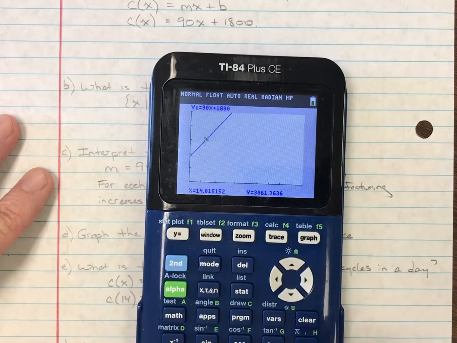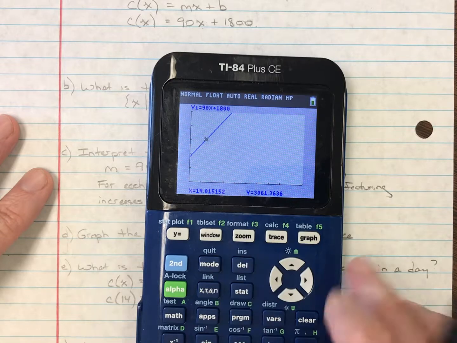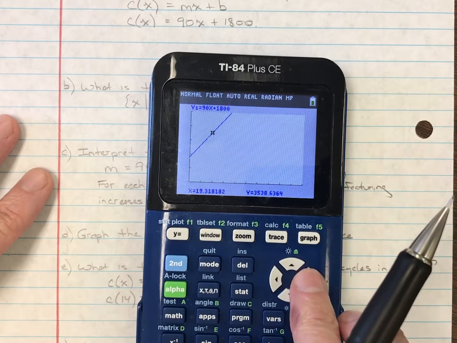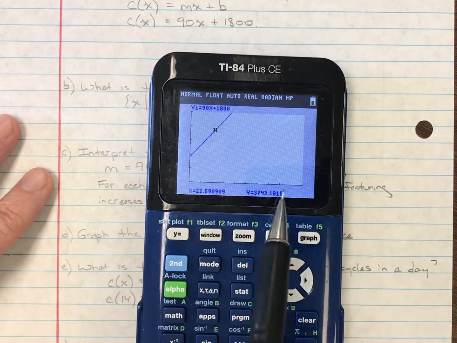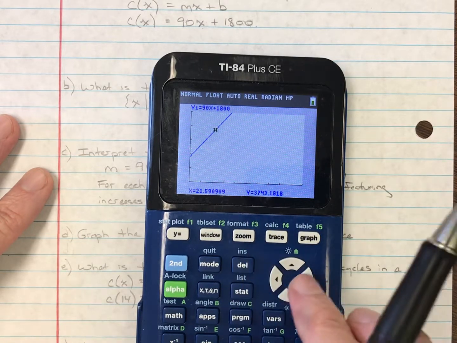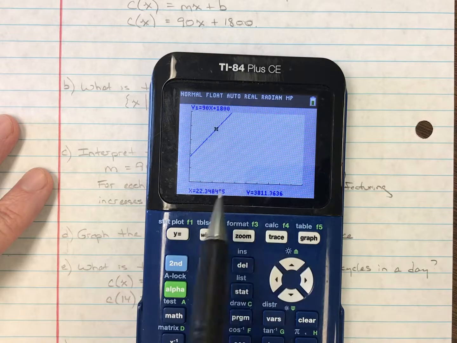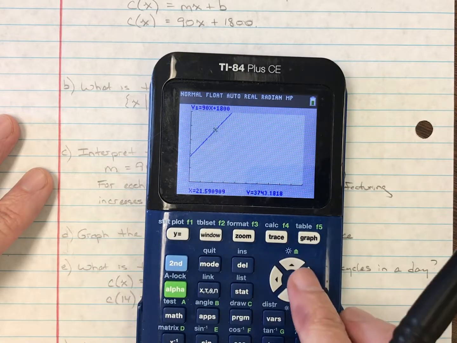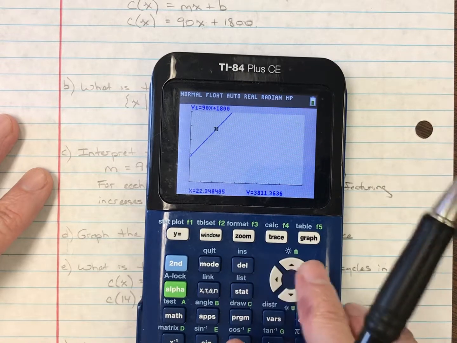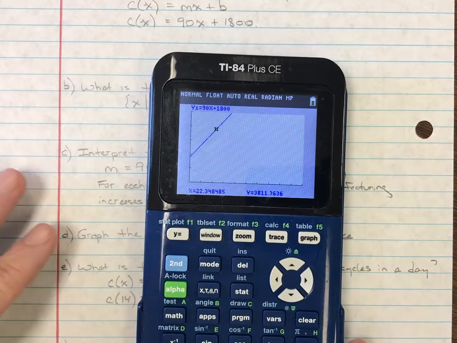Let's press my trace key, and I want my y value to be 3,780. And I'm going up, and looks like I'm between here. This is 3,743, and here this is 3,811, and I've got 22 to 21. So it's between 21 and 22 bicycles. That gives you an approximation.